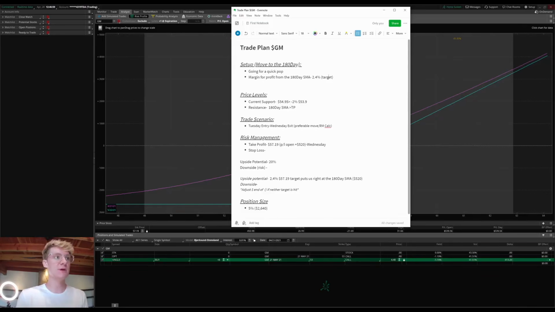A little summary for myself, upside potential, we're going for a 2.4% move. The target is $57.19. And that target will put us right at the 180-day SMA, at which time we will take a $520 profit on those contracts. So now we've calculated our upside potential. Now it's time to go look at our support levels and calculate our downside potential.